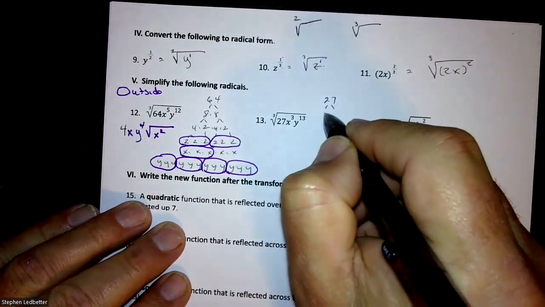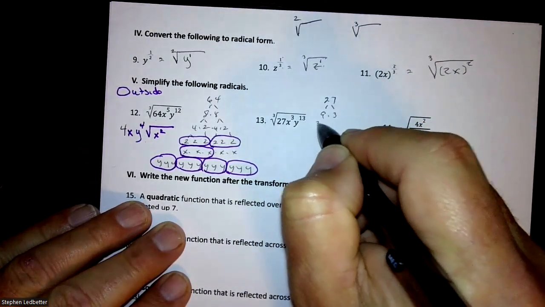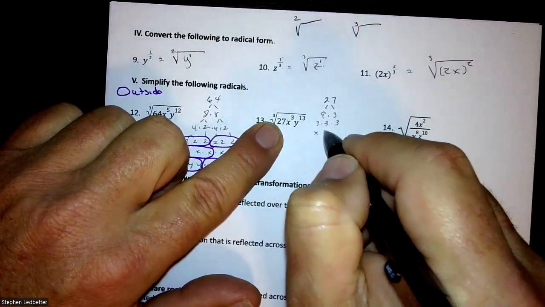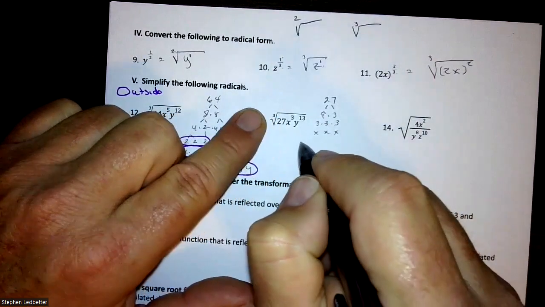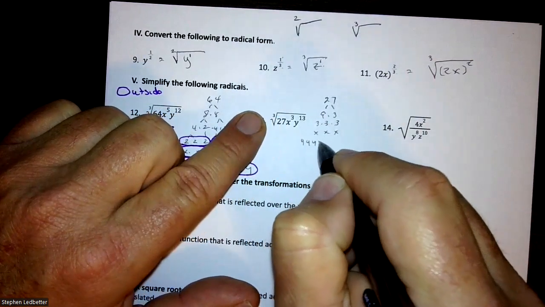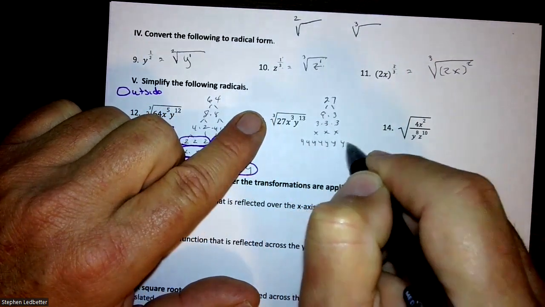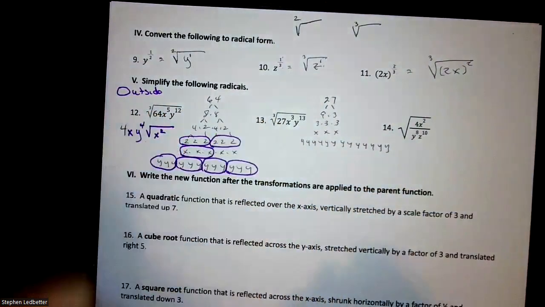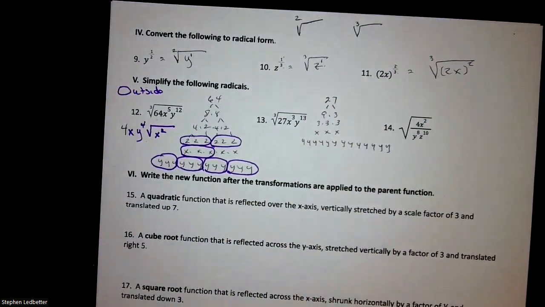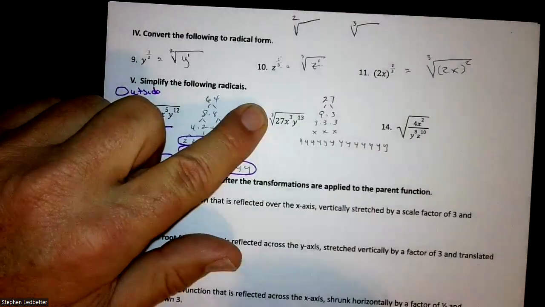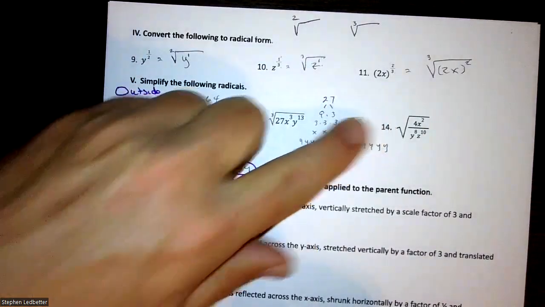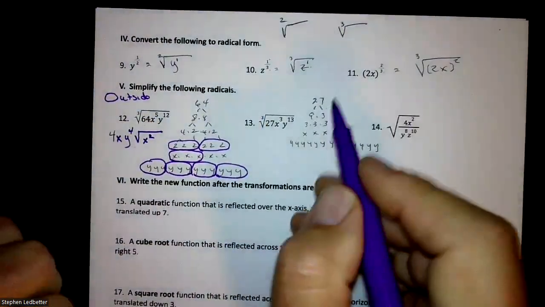All right, 27, 9 times 3. That's 3 times 3 times 3. Looks like I have 3 x's. I have 13 y's. Boy, they like a lot of y's, don't they? All right, there's 13. So what I've done is just made it all up. Now, the index is a 3 here. This one doesn't have one, so you know that's a square. That's a 2. This one's a 3. So I'm going to circle in 3.